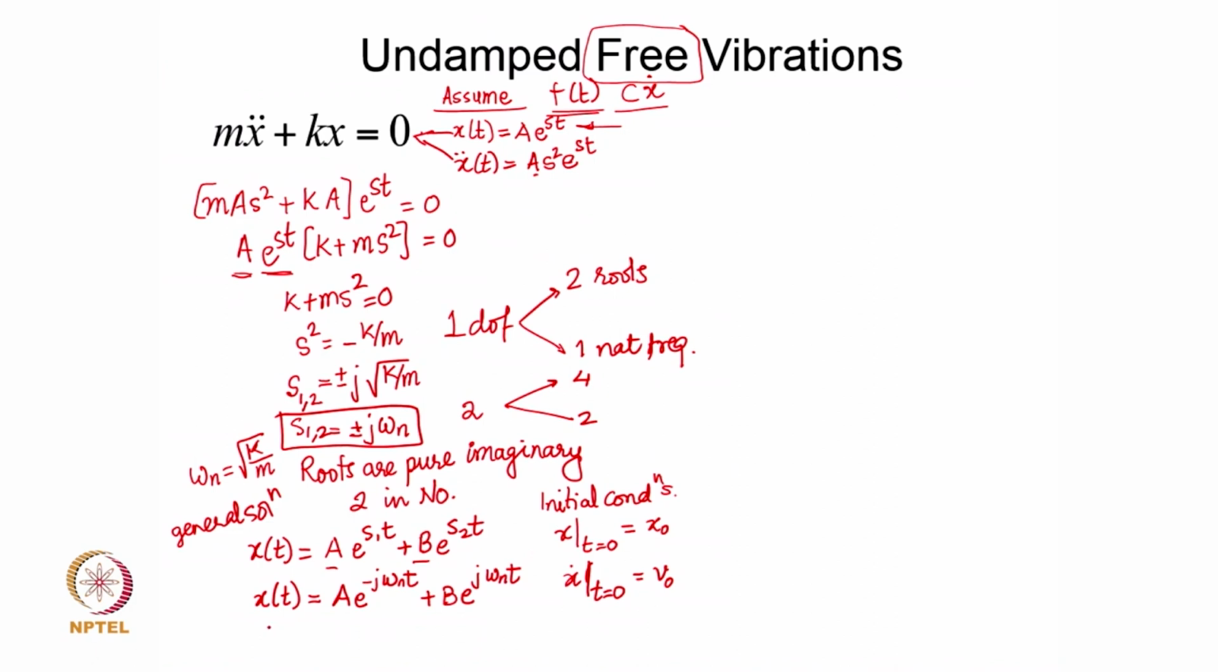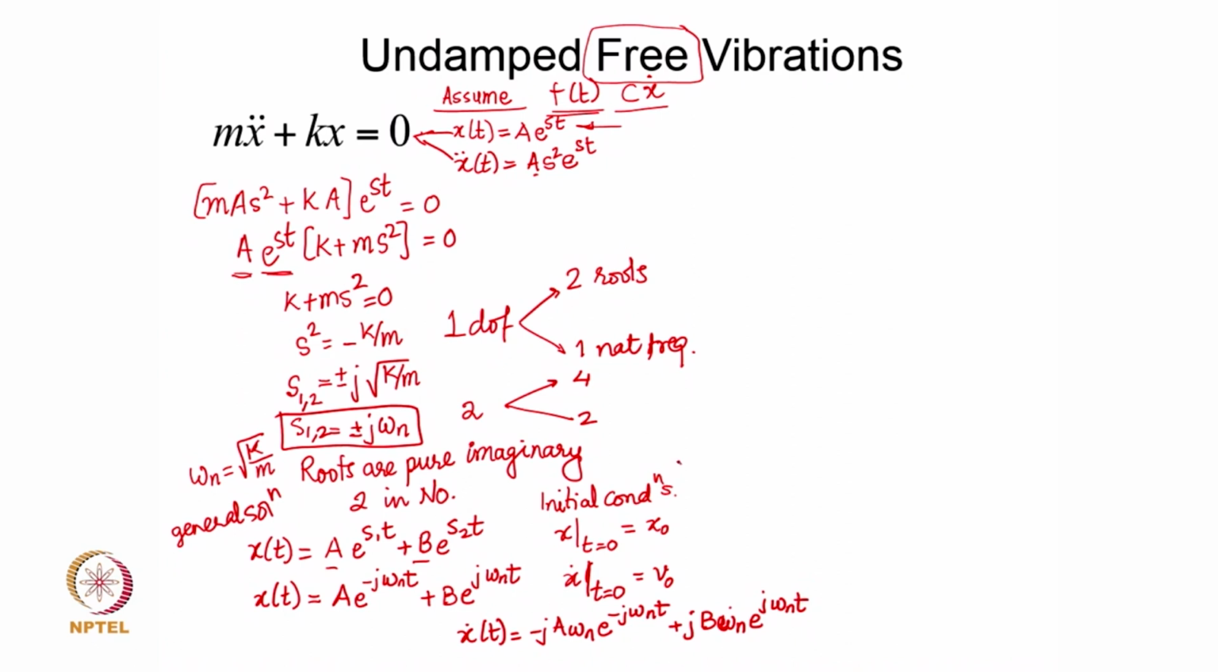Now, I can write x dot t as minus j a omega n e to the power minus j omega n t, if I differentiate this with respect to time, plus j b omega n e to the power j omega n t. Okay. So, this is basically the expression for velocity.